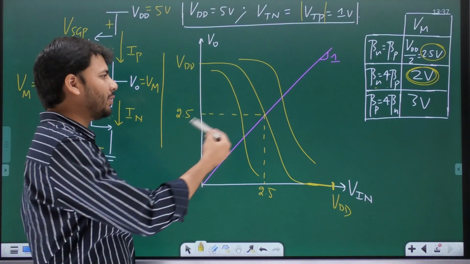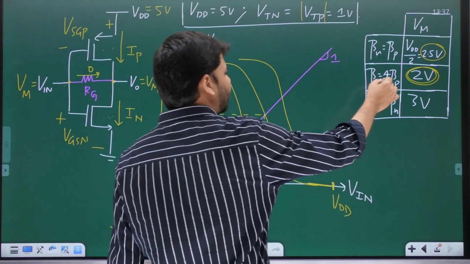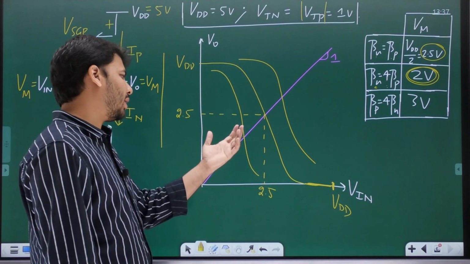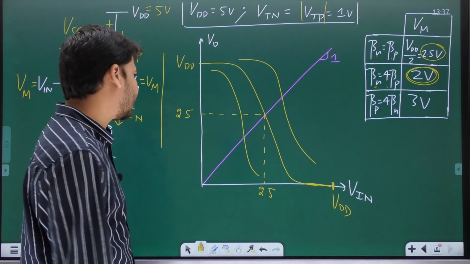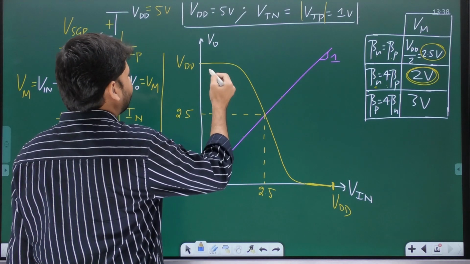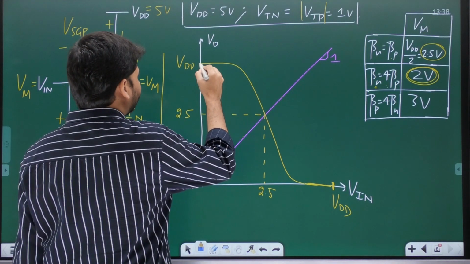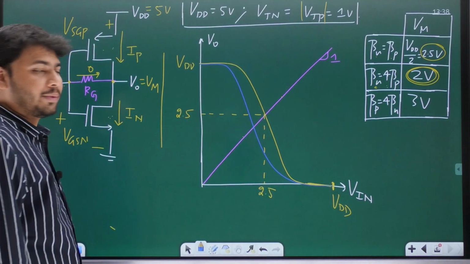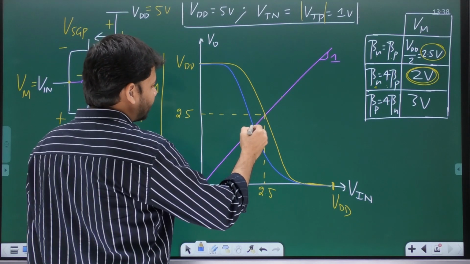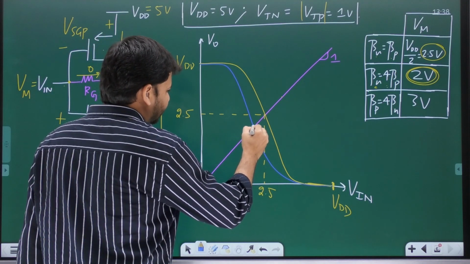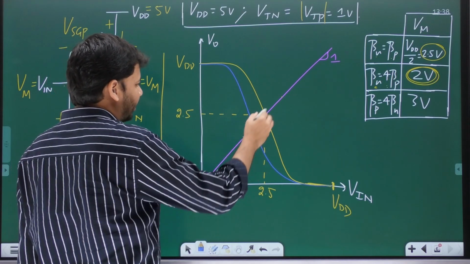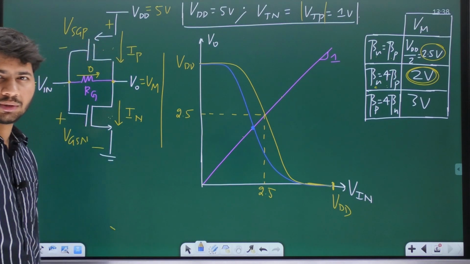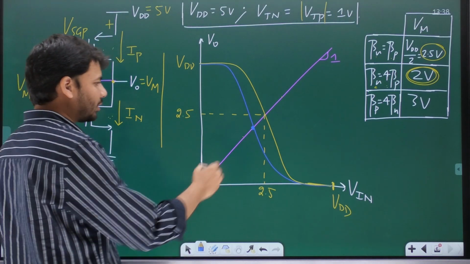You understood? So how will the VTC get shifted when the NMOS becomes 4 times stronger than PMOS? Will it get shifted to the right or to the left? Like I just explained, it will get shifted to the left. I'll just clear this off. So the new voltage transfer characteristic for the second case would be something of this sort. The curve in blue color, and as you can see, this time the point of intersection is between the VTC and the straight line Vo equal to Vin. And this point of intersection is the new switching threshold of the CMOS inverter.